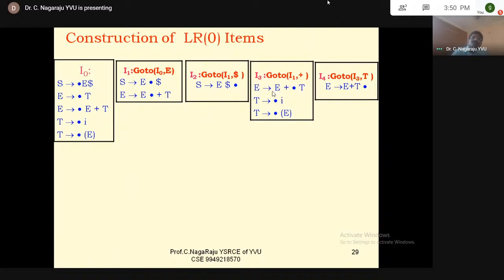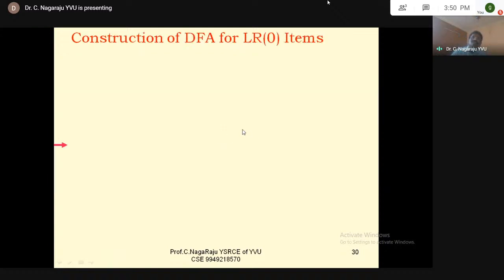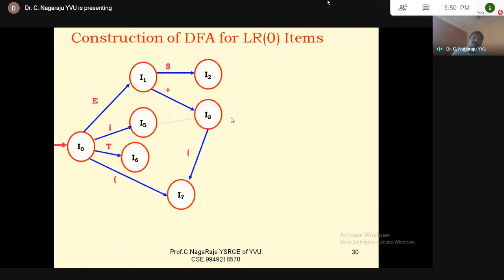So that means all the productions we can write. Whatever is written there will be written like this. After this, you can construct the DFA. You construct the DFA of this one. DFA means simple, that is the simple form of that one. We can construct the DFA.